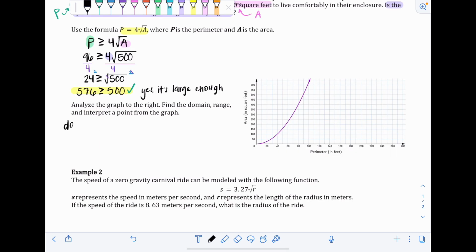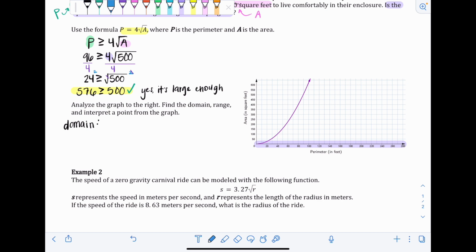So the domain is what are all of the possible x values from the graph. So if I look at the x-axis, it is perimeter in feet. So in the context of this problem, domain is what are the possible perimeters of all these enclosures. So if we look at the graph and disregard the context, look at how far it expands from left to right, that'll tell you what the domain is, because it's all the possible x values, which are how far we go left or right on the graph.